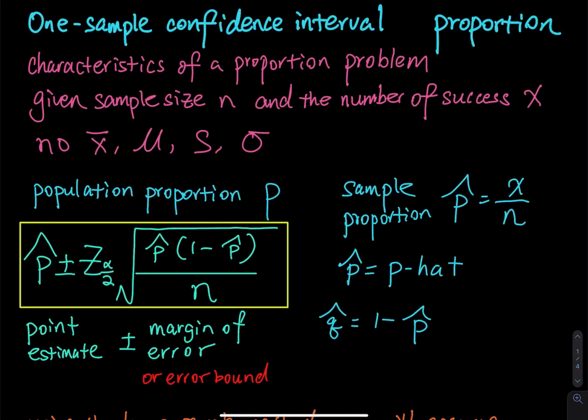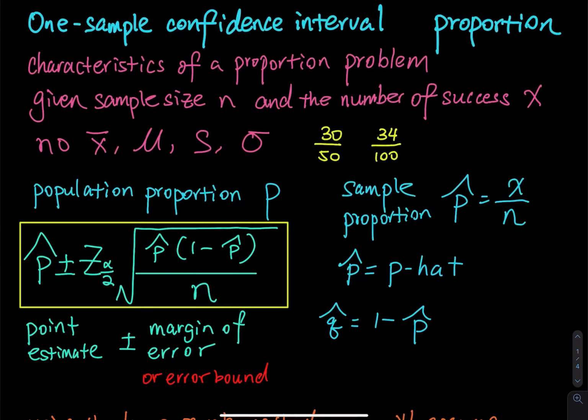So P hat is x divided by n, where x is the number of success and n is the sample size. So let's say you have a random sample of, let's make it big, 50 college students, and 30 of them drive to school every day. So this is a sample proportion. Out of 50 students, 30 of them drive to school every day. Or you can say I have 100 students in a class, and 34 of them got an A in that class.